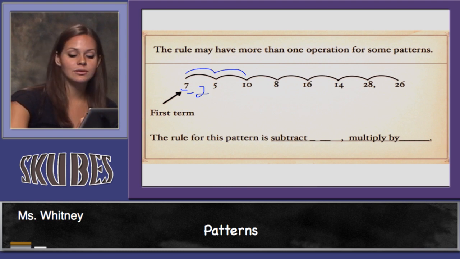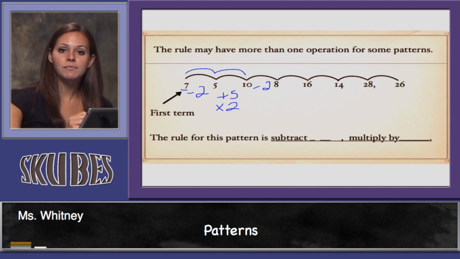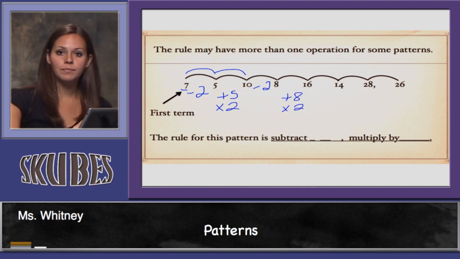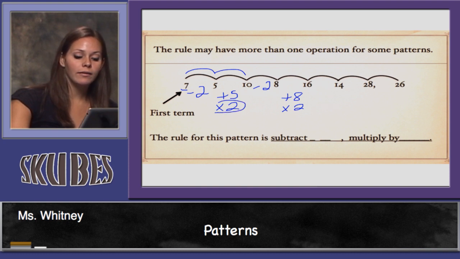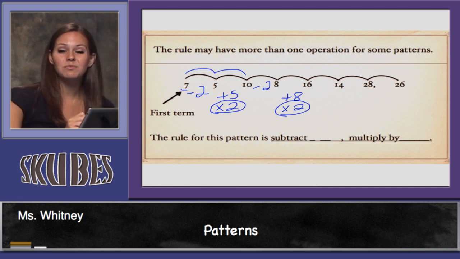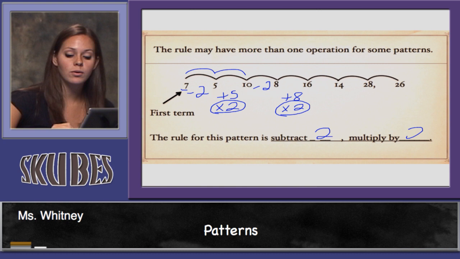Let's see how it continues with the rest of the pattern. So I could have added 5 or multiplied by 2. Next, I go from 10 to 8. Again, here I'm subtracting 2. Then from 8 to 16, I could add 8 or I could multiply by 2. Because before I could add 5 or multiply by 2, I can see that the rule for this pattern is to multiply by 2. So first, we subtract 2, and then we multiply by 2.